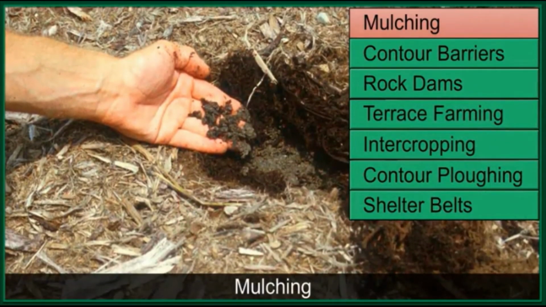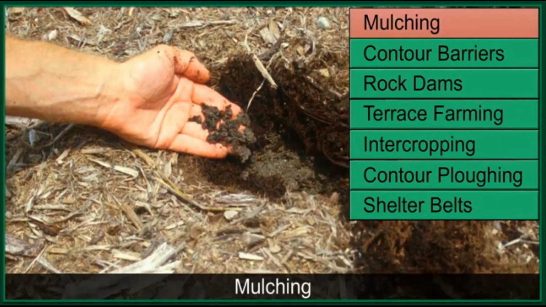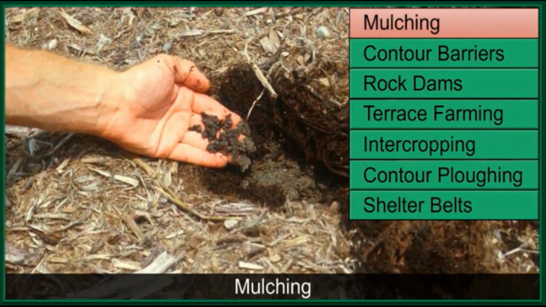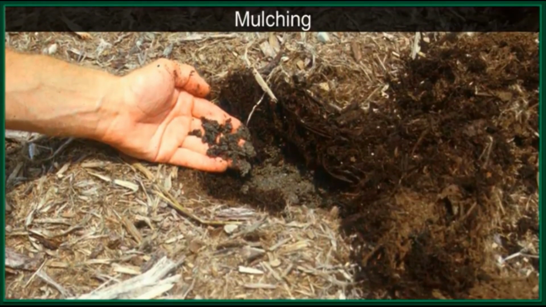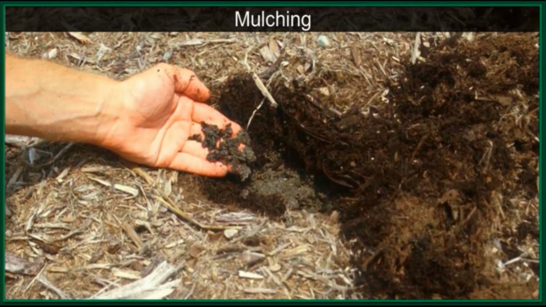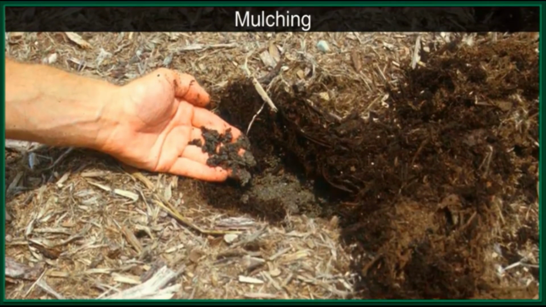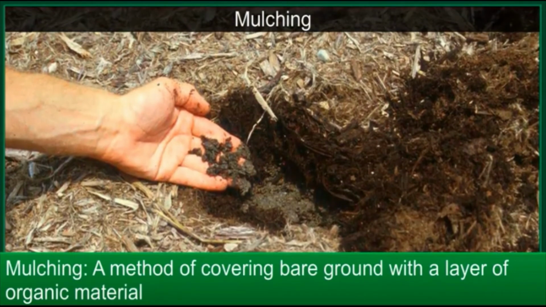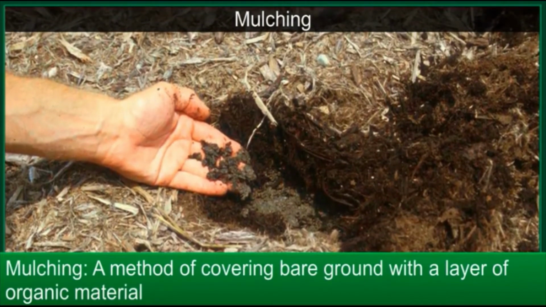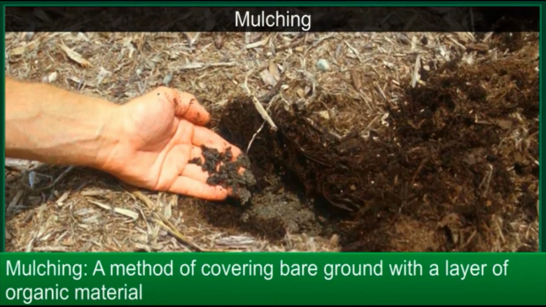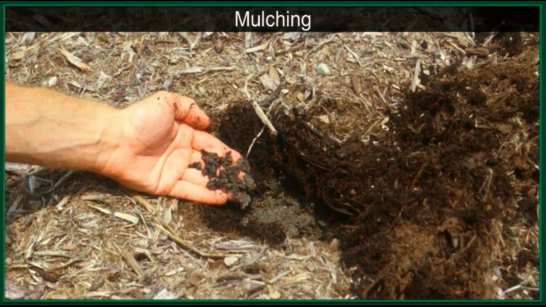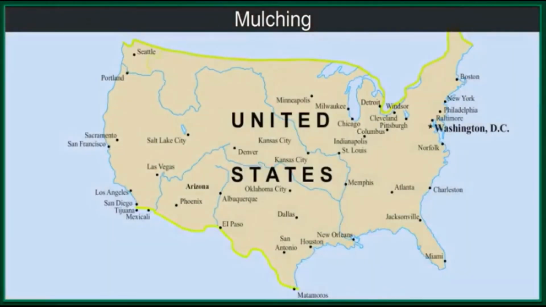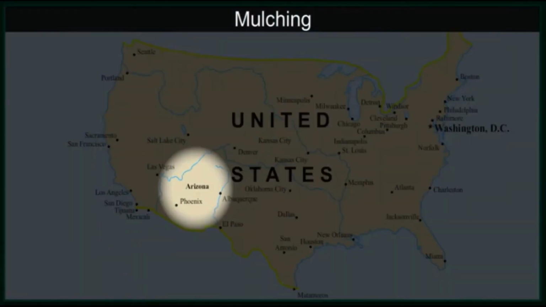Mulching helps to trap moisture in the soil and moderate soil temperature. It involves covering the bare ground between plants with a layer of organic material like straw. Mulching is widely used in dry regions like Arizona, USA.